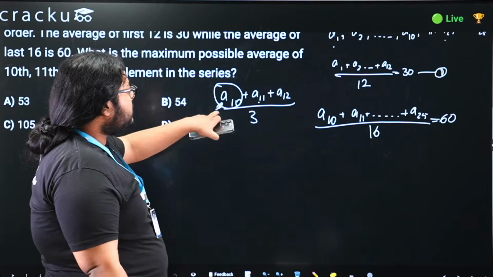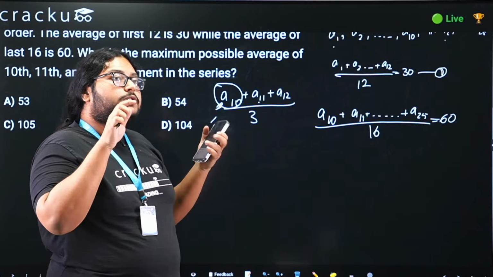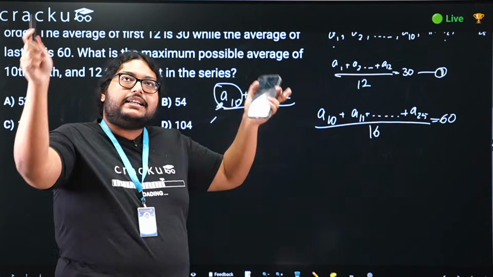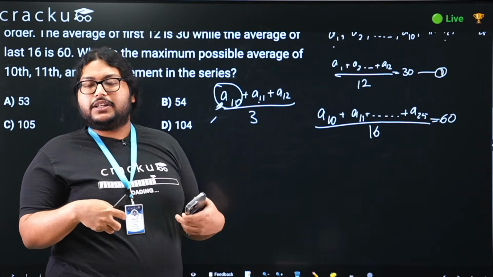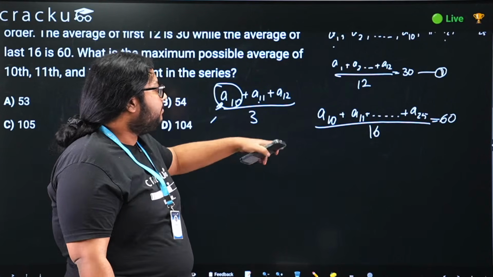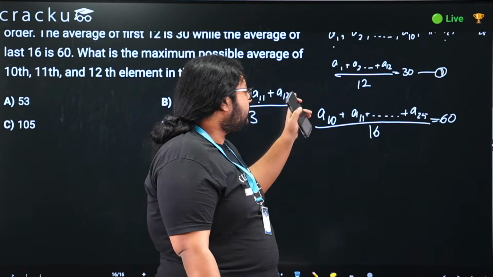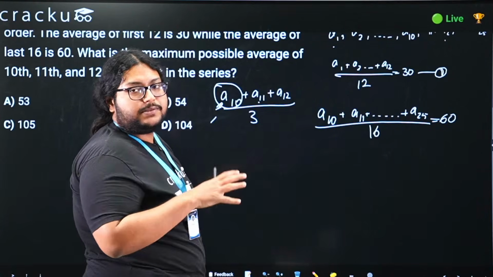The question wants us to maximize A10, A11 and A12. So what it means is that all the other numbers, we have to make them smaller and smaller as possible. A1 to A9, okay, they need to be smaller, but the remaining numbers A13 to A25, they also need to be as small as possible.